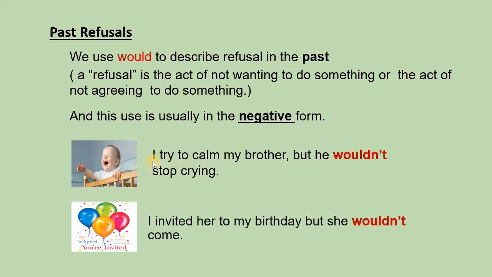Example, I tried to calm my brother, but he wouldn't stop crying. Number 2 example here. I invited her to my birthday party, but she wouldn't come. So guys, these are examples of would to describe refusal in the past. So again, a refusal is the act of not wanting to do something or the act of not agreeing to do something. Okay?